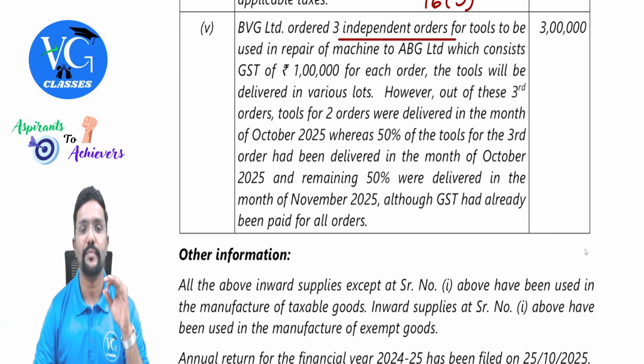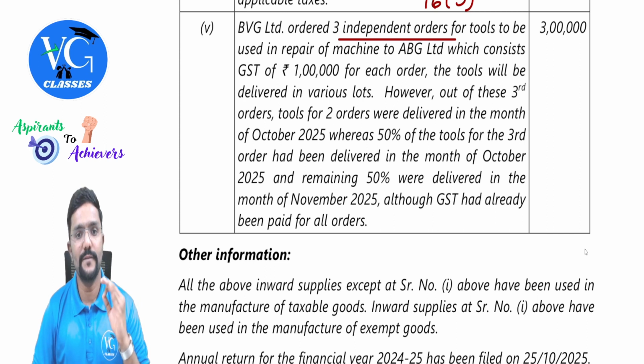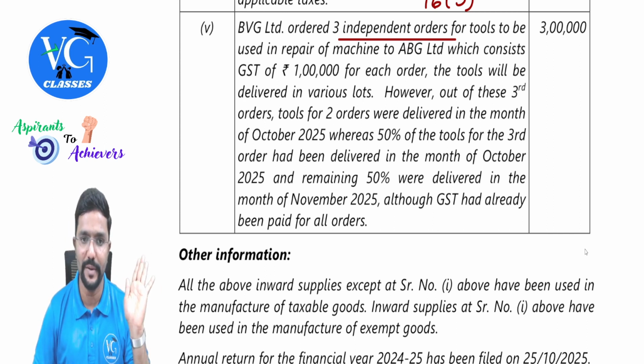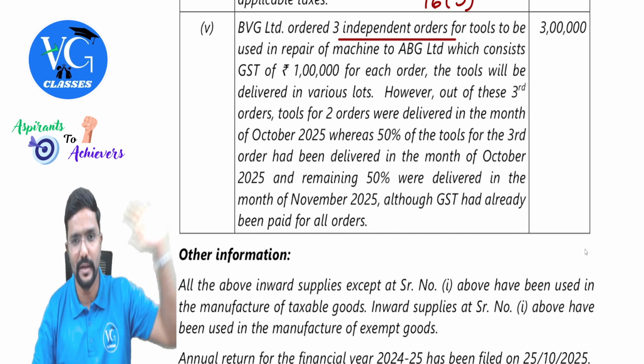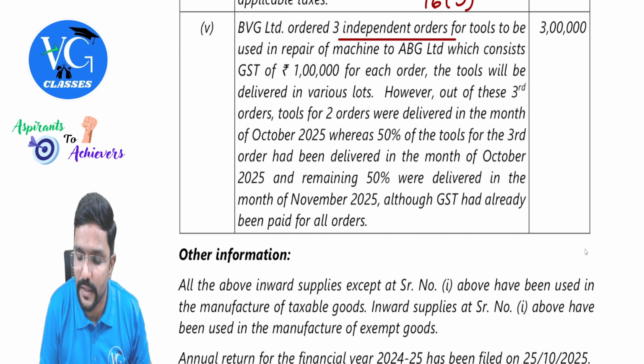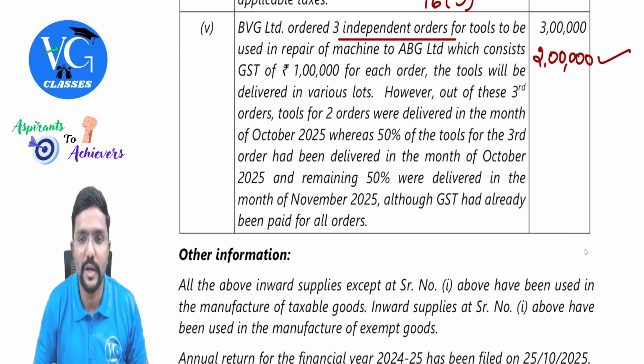Yes, sir. However, out of these three orders, 2 orders were delivered completely in the month of October itself. Okay, 2 lakh credit available, no problem with it. Okay, sir, let me write. 2 lakh available. What about the remaining 1 lakh?